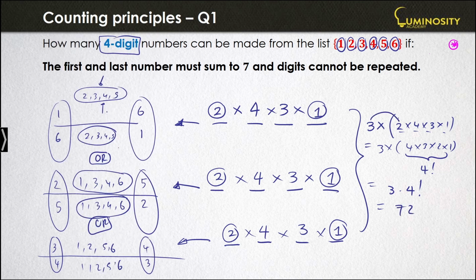Or if you did it this way, 3 times 2 is 6. 6 times 4 is 24. 24 times 3, that'll give you 72.